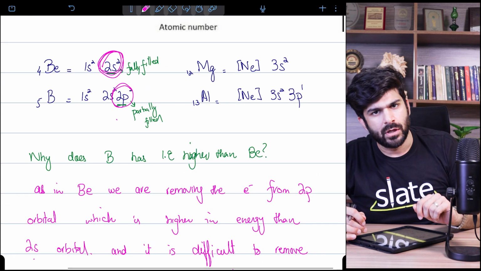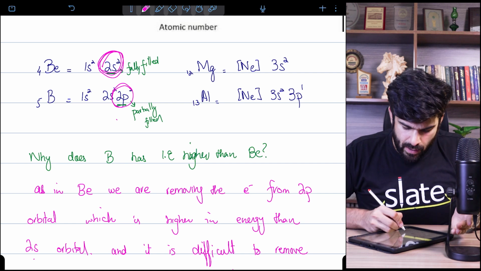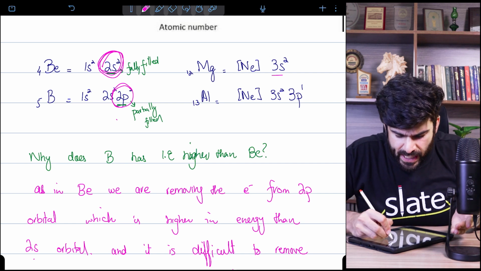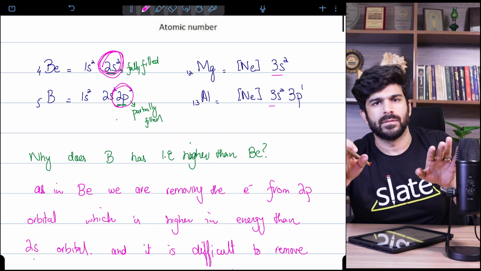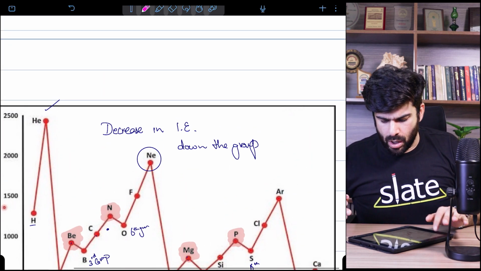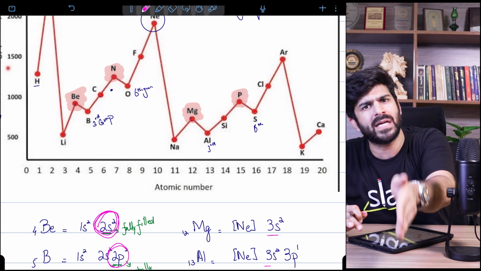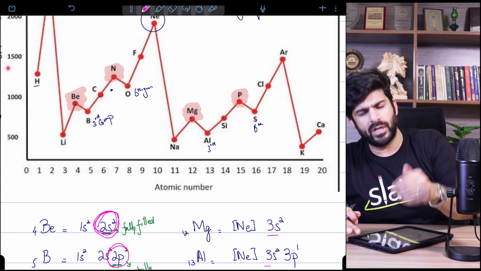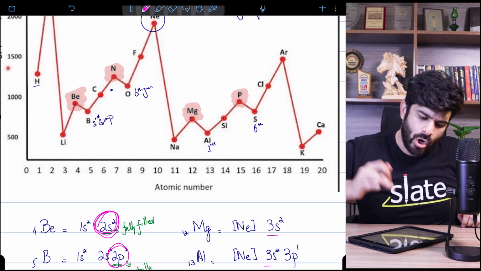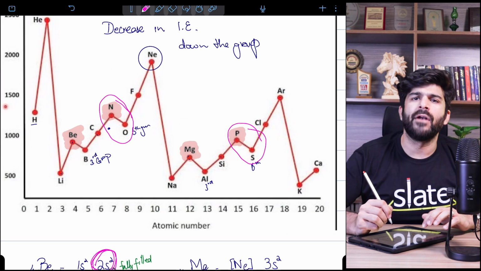If you get a question of magnesium versus aluminum, the answer will be the same, but you would just say 3s and 3p. That's how you're going to distinguish it. That's it. Now, this is fixed. That question is most probably coming in your CIs, and you have the fixed answer. Either you're going to get this question, or they would ask you between nitrogen, oxygen, and phosphorus, sulfur.